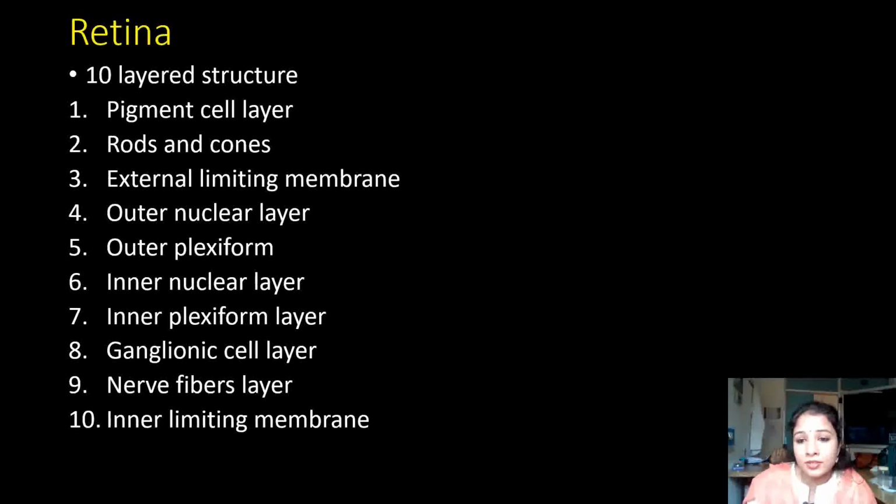The inner nuclear layer consists mainly of bipolar neurons, which form the first order neurons. Then the inner plexiform layer forms the nerve plexus of all these bipolar cells and amacrine cells. And then the ganglionic cell layer consists of large ganglion cells, and the nerve fibers of these ganglion cells, which form the second order neurons, all compactly get arranged to form the optic nerve, and the last is the inner limiting membrane. So these are the layers of the retina.